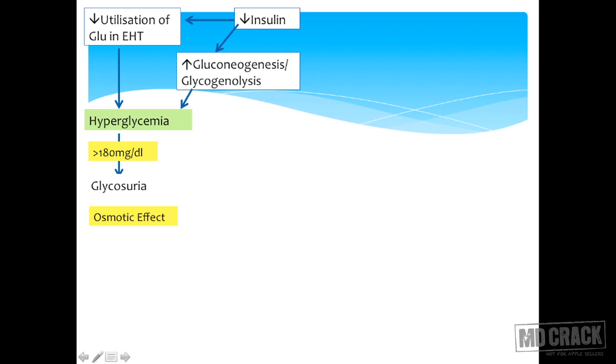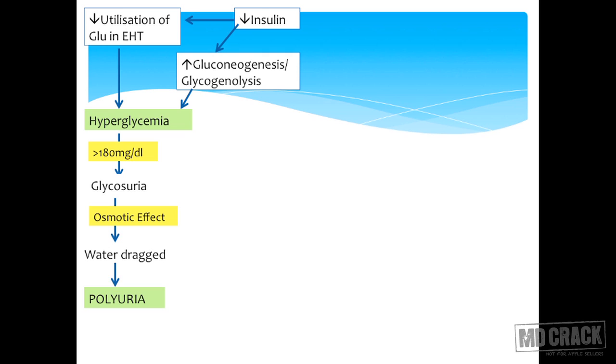Glucose has an osmotic effect. It won't just go into the urine. Along with it, it will carry something else. What else will it carry? It will carry water. Because of that osmotic effect, water is dragged along with glucose. So it will mean more urine formation. Polyuria. So these people have polyuria. They are having polyuria because glycosuria is there.